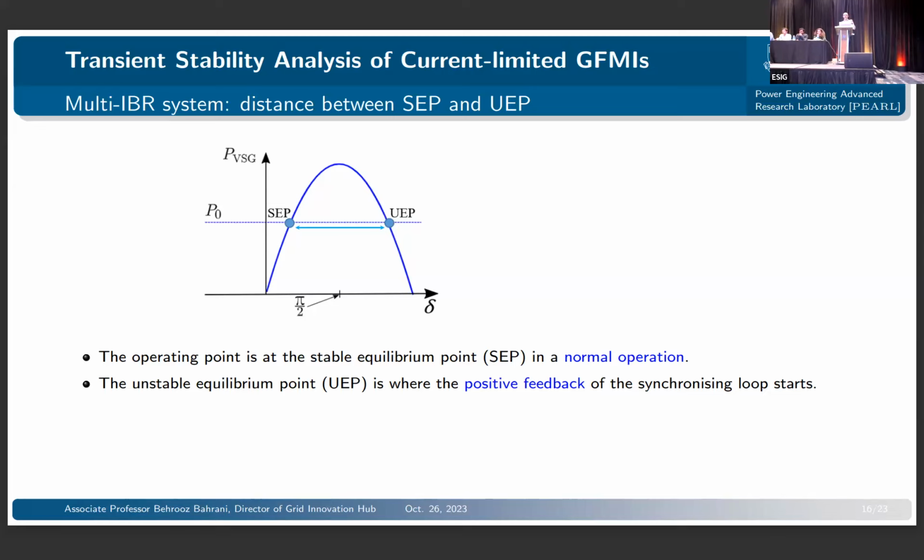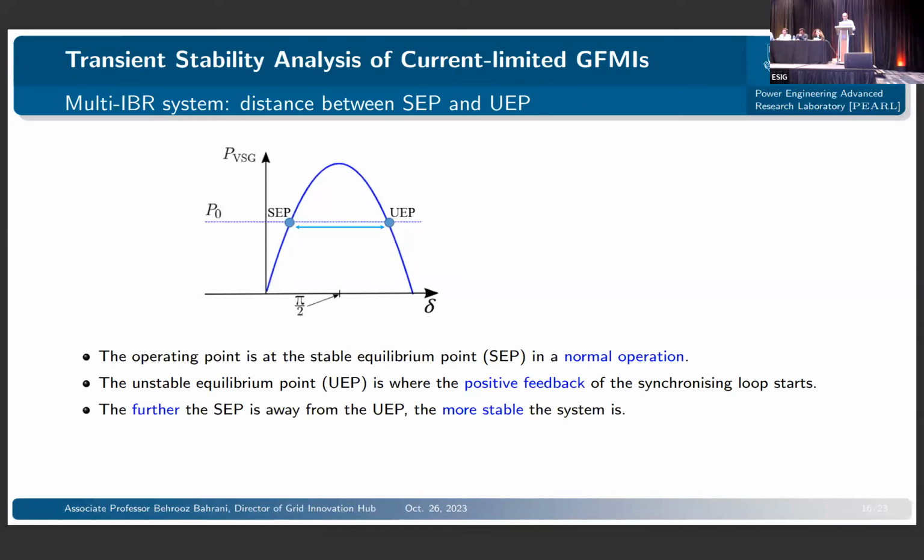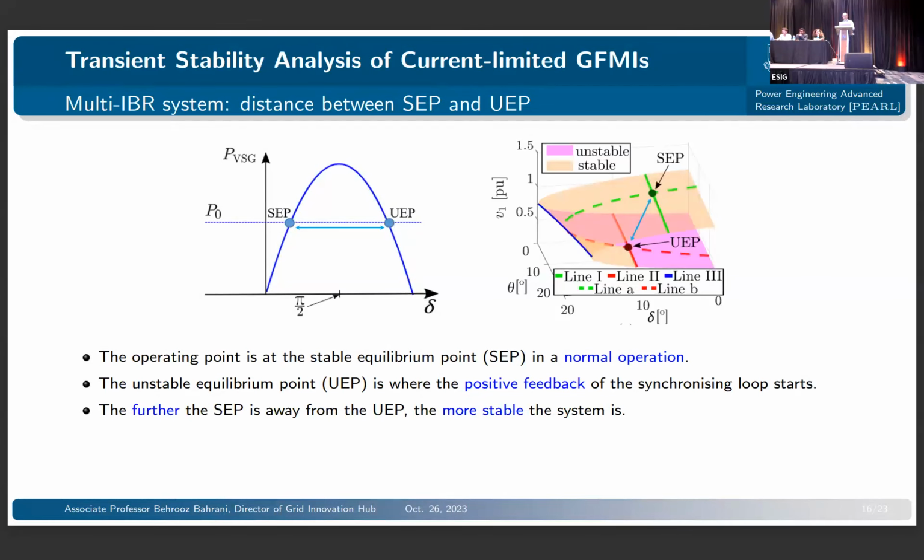Obviously, it depends on so many other things, on the fault itself. But the larger the distance between SEP and UEP, the larger the chance of stability. So we tried to get inspired by that and look into coming up with a margin that can help us. When you look at the two IBR system that I introduced earlier, a similar thing happens. When the distance between the two in that three-dimensional graph is larger, it means that the margin for stability is larger.